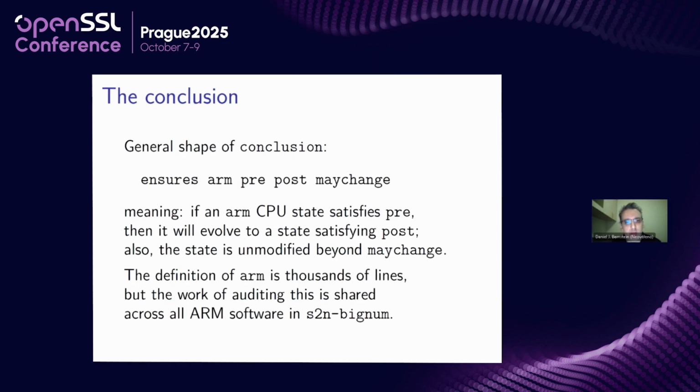And we'll look at these pre and post-conditions for a moment. The ARM, that's where the definition, the specification of the ARM instruction set is. And that is thousands of lines long because there's a lot of ARM instructions and each one takes some lines to specify. And that's something that is, again, important to audit to make sure that that's correct, but it's shared by all of the code in S2N Big Num, which is written for ARM. So it's one time instead of something that is repeatedly looking at each function.